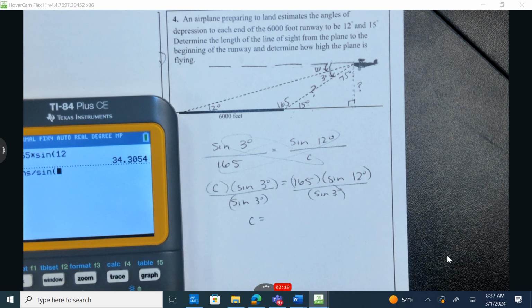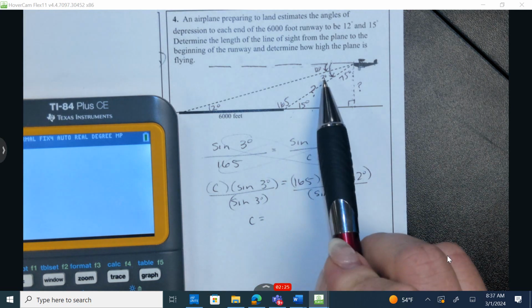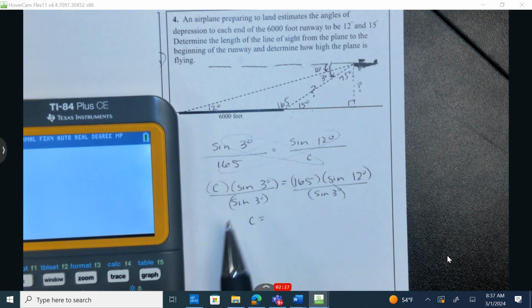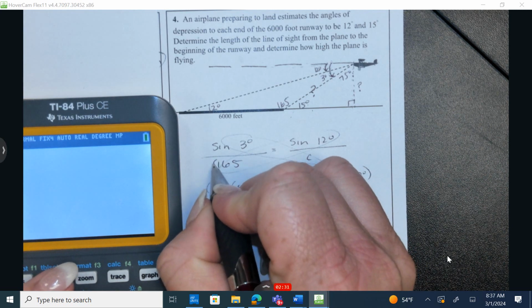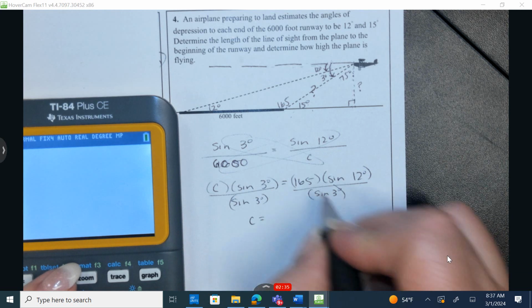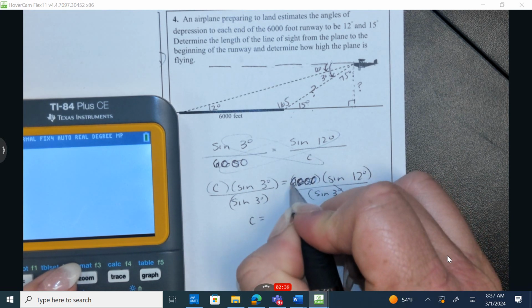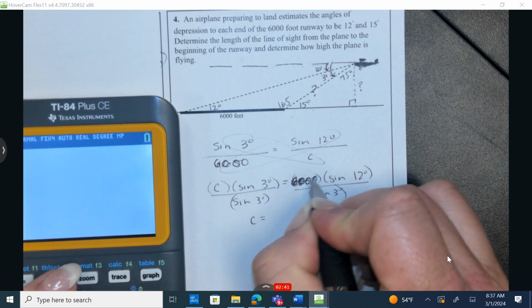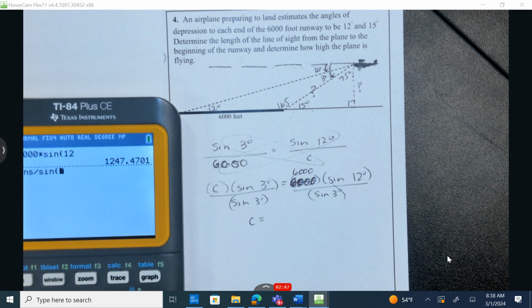Let's divide by the sine of 3. Oops, let me make sure I wrote that down right. Make sure I have the sine of 3 over 6,000. Oh, that's where I went wrong. I meant to put 6,000 here. That was my mistake. So this should be 6,000 here. Sorry, let's go 6,000 times the sine of 12 divided by the sine of 3.